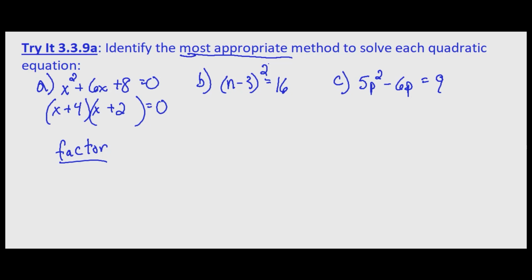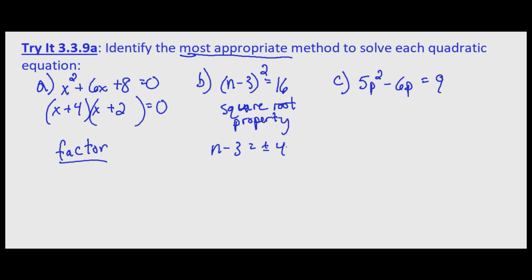Now if we look at part B, it's already being squared. So if something is isolated and already being squared, it would make sense to just take the square root of both sides. So we'll use the square root property, which would give us n minus 3 equals plus or minus the square root of 16. It negates having to multiply through, then subtract 16 from both sides and see if it would factor.